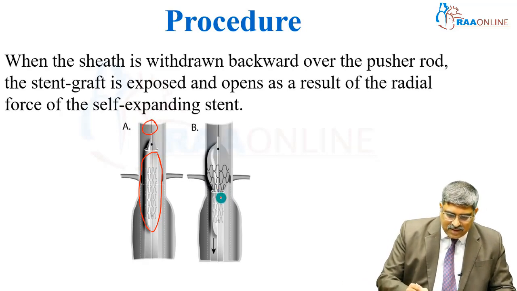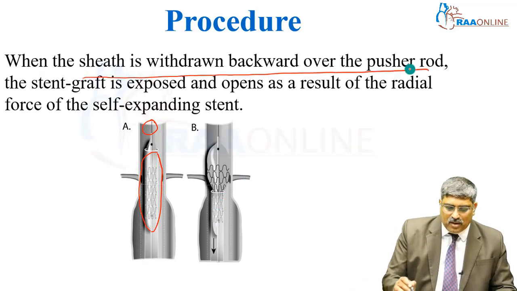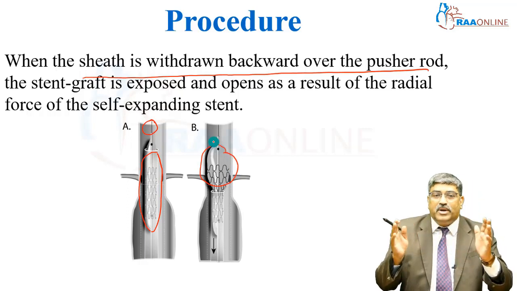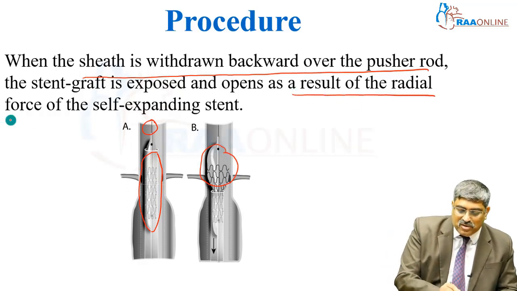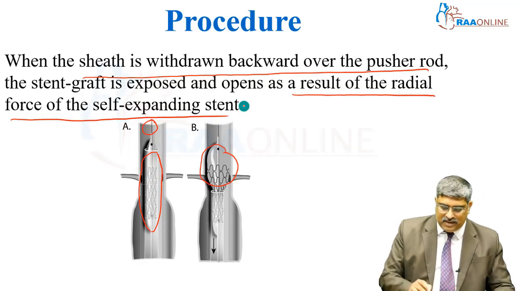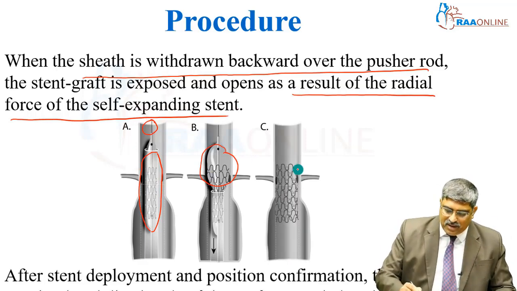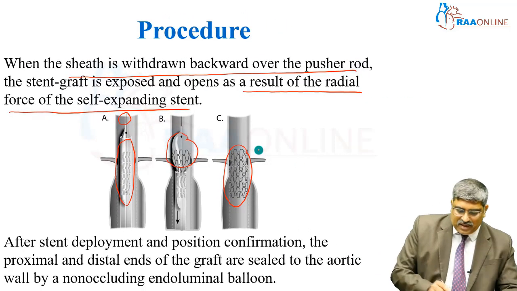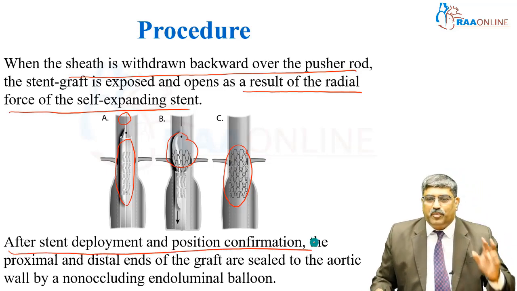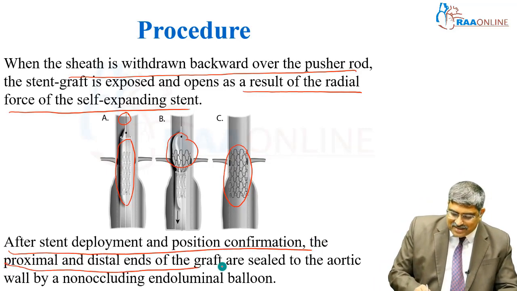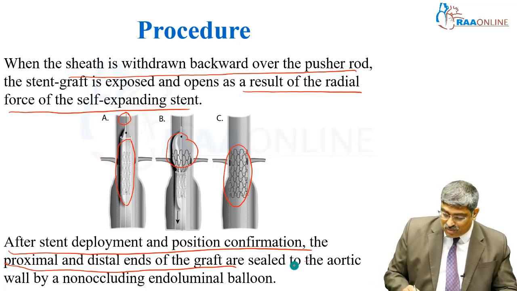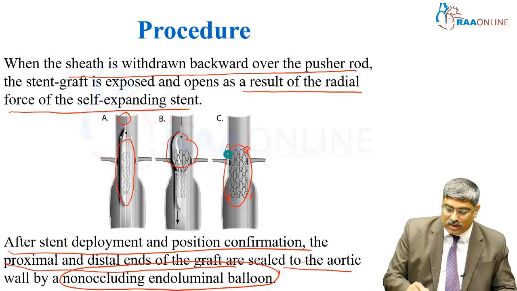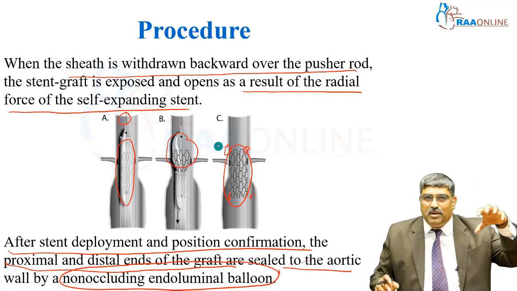Next, as the sheath is being withdrawn back over the pusher rod, the stent gets exposed and it opens due to the radial force of the self-expanding stent. Here it opens up, and finally you can see the stent in place. Usually after stent deployment and confirmation of the position, the proximal and the distal end of the graft are sealed to the aortic wall by a non-occluding endoluminal balloon. It is held in position. The stent will be placed in position.